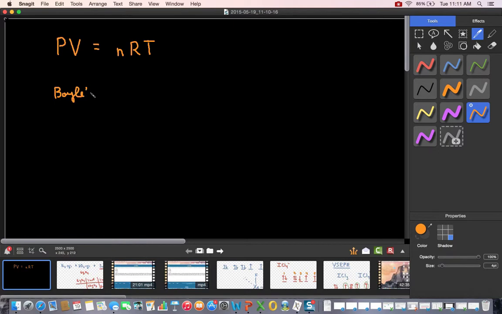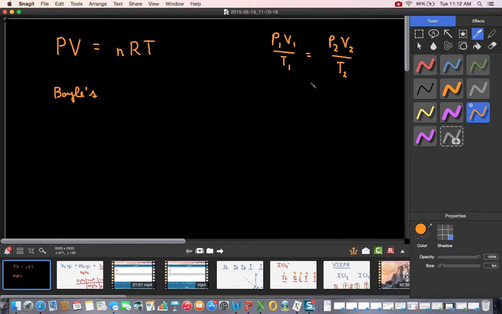Boyle's law results from the ideal gas equation. Remember, that's P1 V1 over T1 equals P2 V2 over T2, where subscript 1 is your initial condition and subscript 2 is your final condition.